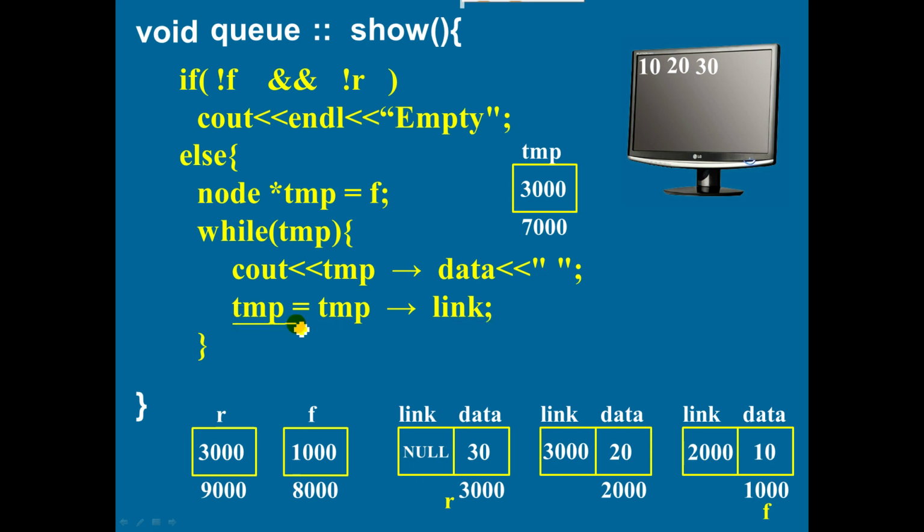So temp contains null, that is 0. Because of this loop, the statement repeats, but temp contains null, which is nothing but 0. So 0 not equal to 0, false. So you exit from the while loop. You can see that all the elements of the queue using linked list are displayed on the computer's monitor.